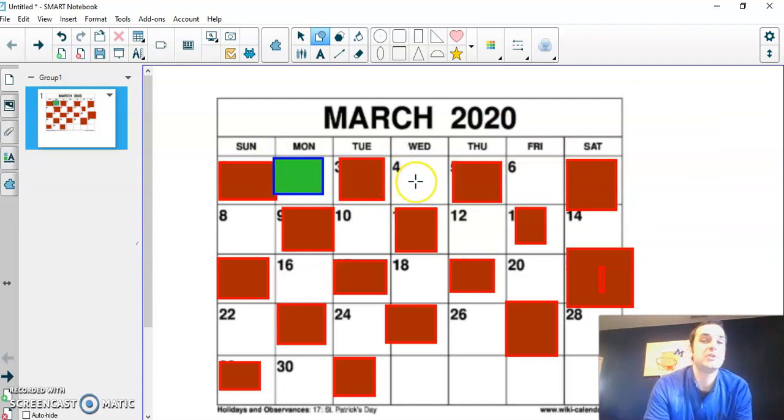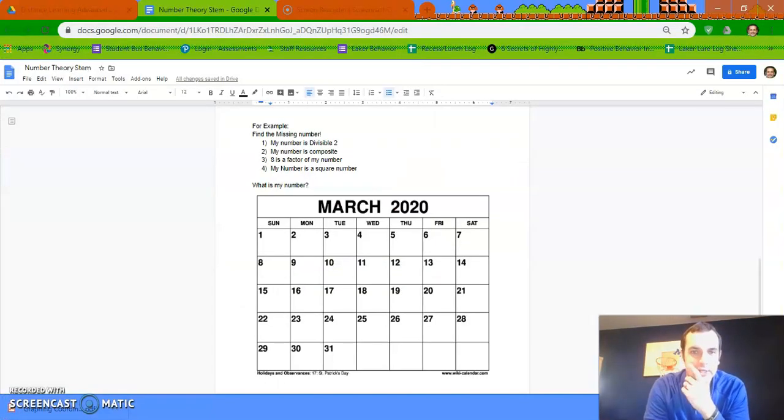2 times 2 equals 4, so 4 is composite, so I'm going to leave that one. 6 is composite, 8 is composite. Are there any other prime numbers out there? There's not. Let's take a look at what the next rule is. 8 is a factor of my number. So that means I can multiply 8 and another number to get to my missing number.